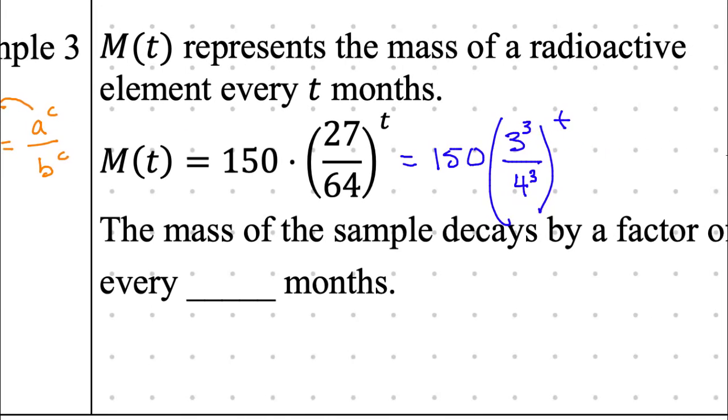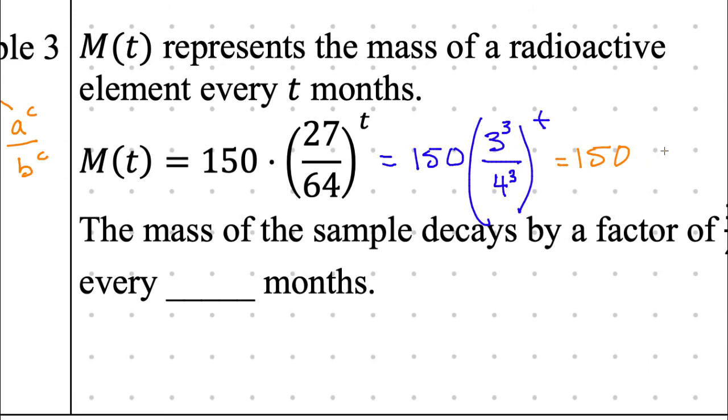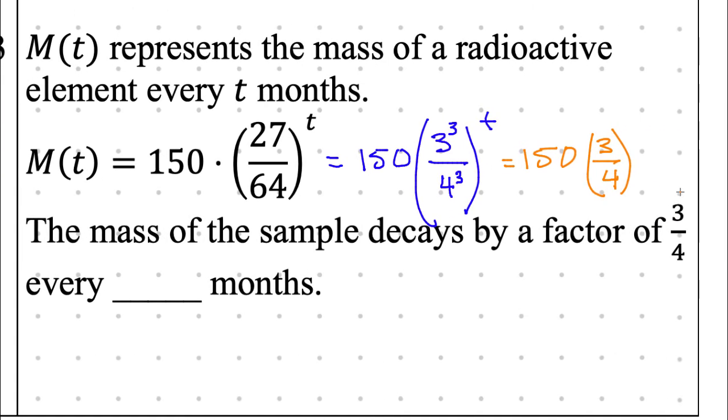So if I come back over here, this is now going to be equal to 150 times 3/4, which is what we wanted. We wanted the scale factor of 3/4, but I had to factor out this 3, and it becomes 3t.